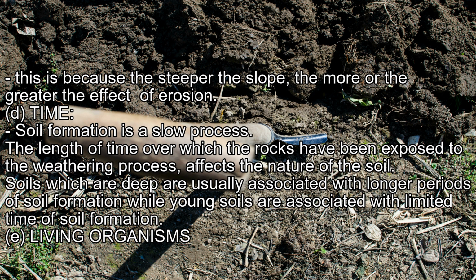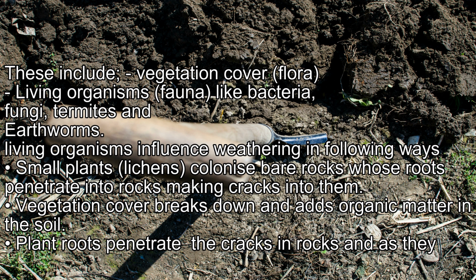Living organisms. These include vegetation cover, flora, and fauna like bacteria, fungi, termites, and earthworms. Living organisms influence weathering in the following ways. Small plants, lichens, colonize bare rocks whose roots penetrate into rocks, making cracks in them. Vegetation cover breaks down and adds organic matter to the soil.